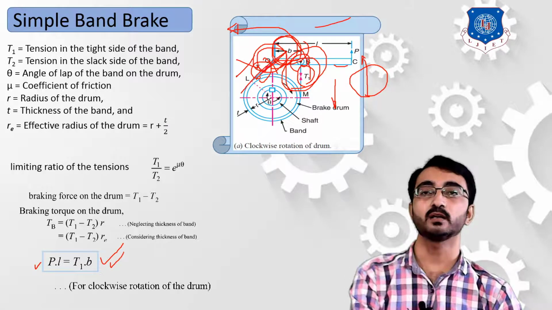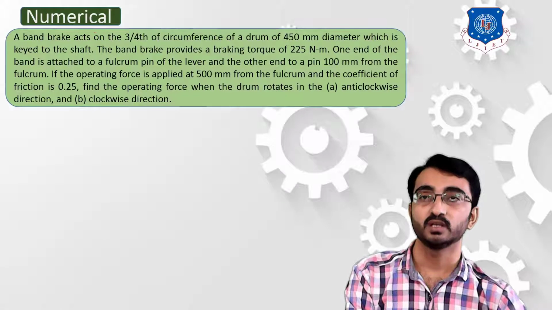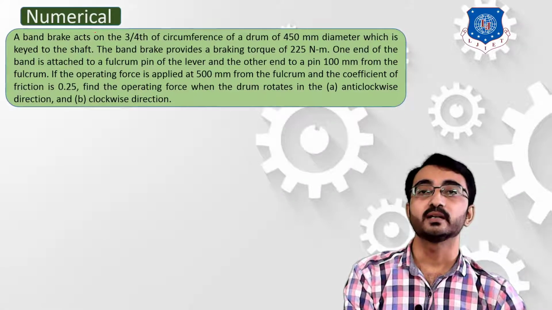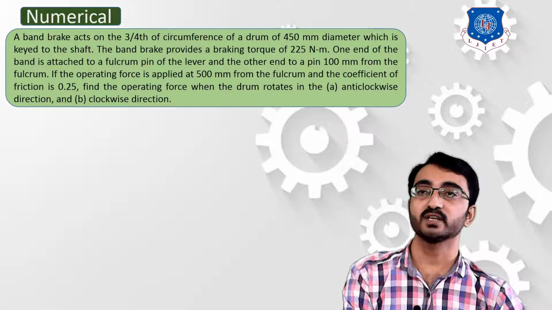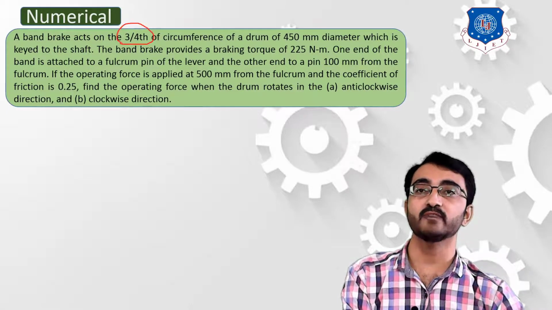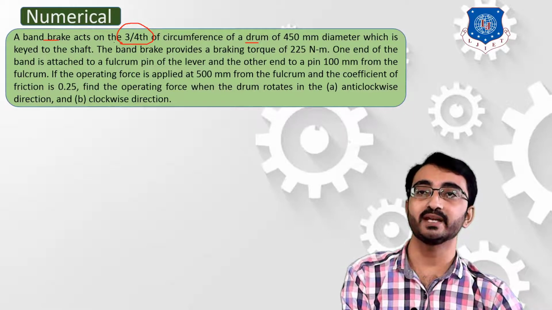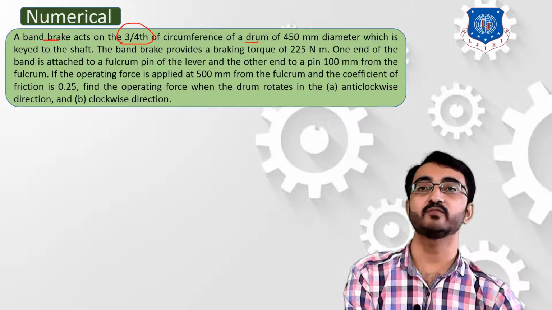Okay, so let's consider one of the numericals of a simple band brake. In this type of numerical, the diagram will not be given, so be careful, you have to refer to all the data carefully. Let's read out this data. First it is given that a band brake has a band in contact with 3/4 of the circumference of a drum. So your first data, the theta angle, is given as 3/4 in contact.